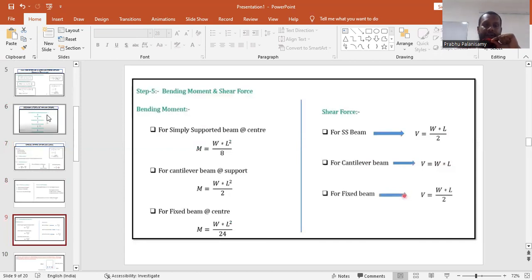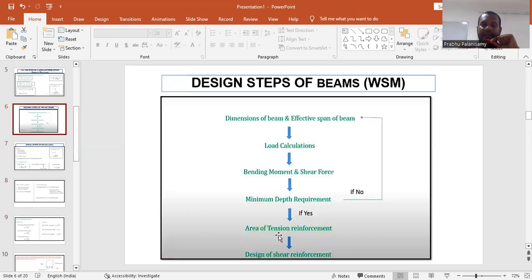After identifying this, the area of tension reinforcement and the area of shear reinforcement have to be determined. Once this has been identified, the total design is over, and the final detailing drawing can be done. So these are the steps involved in the design of a beam by the working stress method.